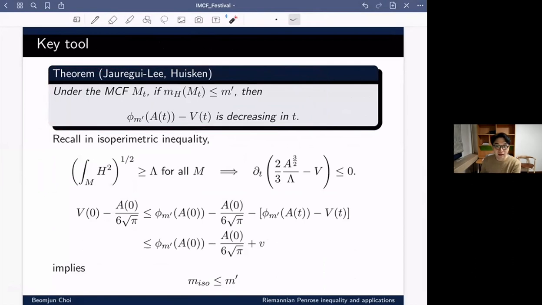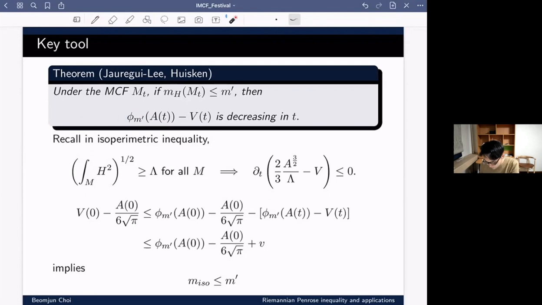And I want to say, the theorem states like that: if M_t is the solution to the mean curvature flow, and if I know the Hawking mass has uniform bounds by m', then I can think of the isoperimetric profile function. Then this A_t, computed, the isoperimetric profile computed, A_t minus V_t is decreasing, and I would say that is very close to our computation for the isoperimetric inequality.